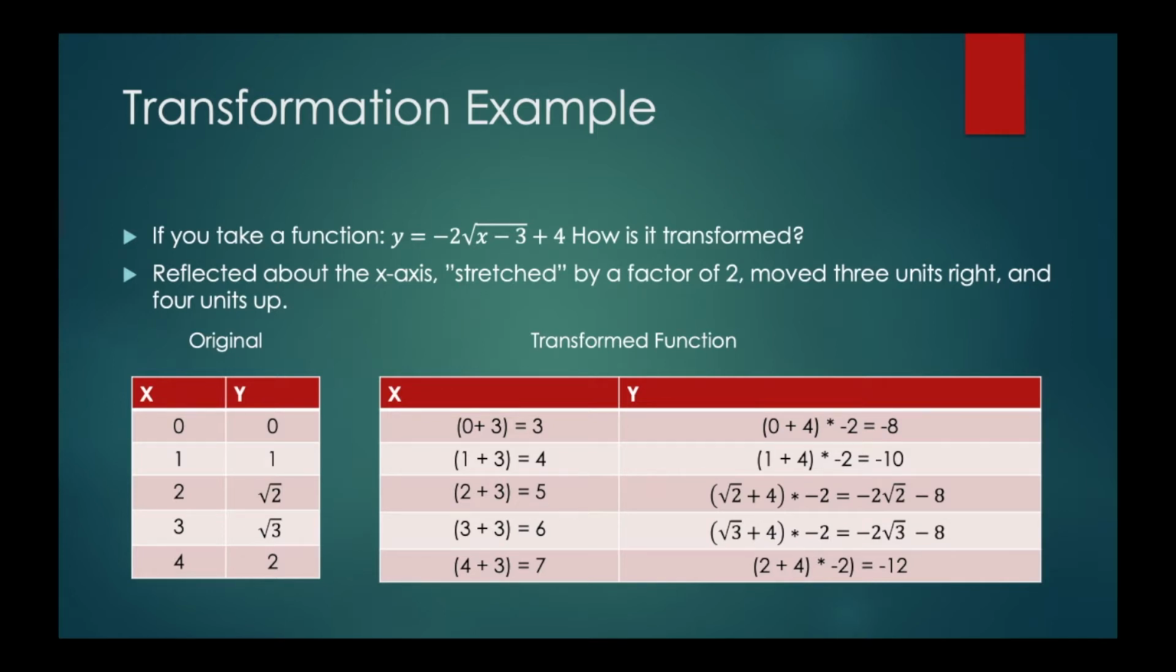And then on the y part, we're going to take whatever the value that we're substituting, or that it was going to be. So for example, for 3, it was going to be 0. We're going to add 4 to it, and then multiply by negative 2, because that's the dilation factor. So (0, 0), what would have been there, gets moved to (3, -8). (1, 1) gets moved to (4, -10). (2, radical 2) gets moved to (5, -2 radical 2 minus 8), and there's a decimal equivalent to that I'm sure most of you would prefer. (3, radical 3) gets moved to (6, -2 radical 3 minus 8). And then (4, 2) gets moved to (7, -12).